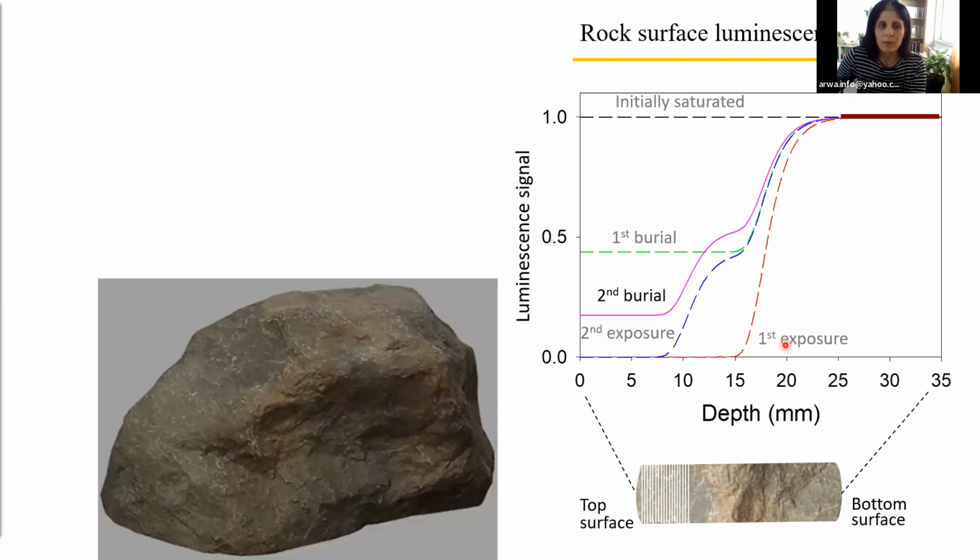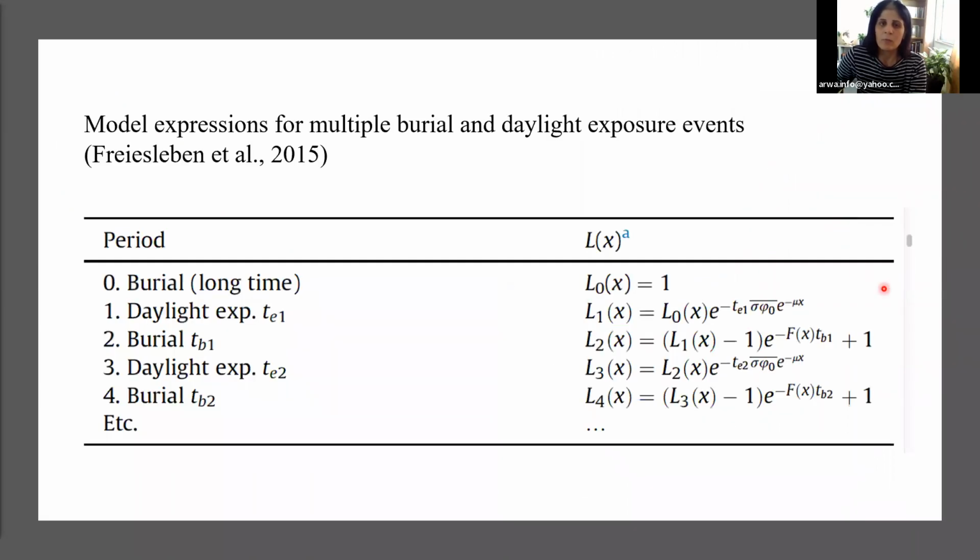So each time the rock has an event of burial or exposure, the new profile carries information and records from the previous events. If we measure the luminescent signals in the lab, we can use mathematical equations to fit the models and know how many times the rock has been exposed or buried. And by using these equations, we can calculate the time since last burial. We can also calculate how long the rock has been exposed to sunlight.